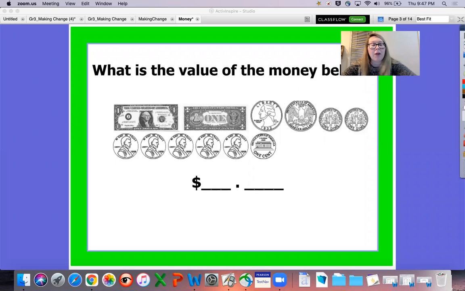Okay, so I'm going to do my skip counting. $1, $2, 25 cents, 50 cents, 60 cents, 70 cents. I'm at 70. I'm going to start counting forward by ones now. So 71, 72, 73, 74, 75, 76. So I have here $2.76.